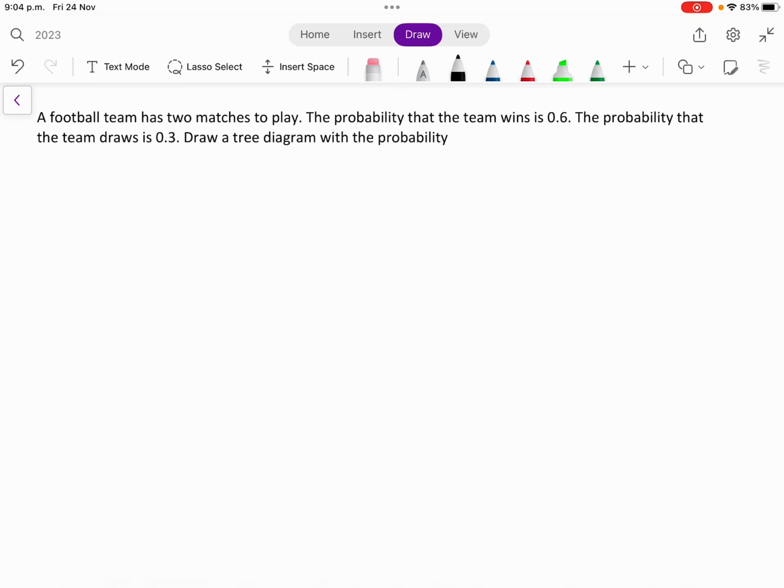Now let's look at this question. A football team has 2 matches to play. The probability that the team wins is 0.6. The probability that the team draws is 0.3. Draw a tree diagram with this probability. Here also you have to think whether it is an independent or a dependent event. Since the win or the loss on the first match doesn't depend on the second match, these are independent.